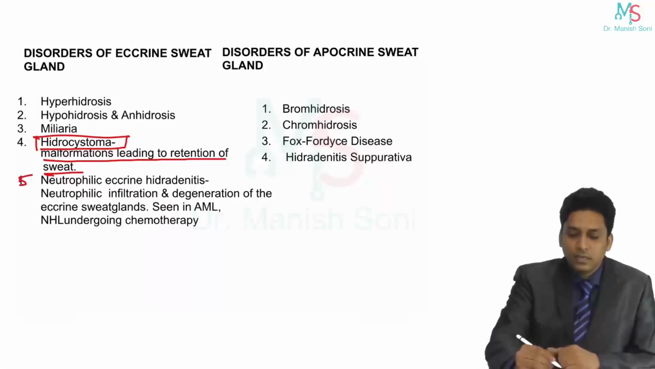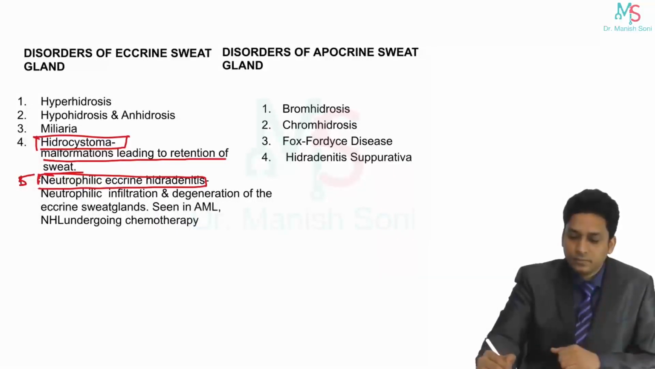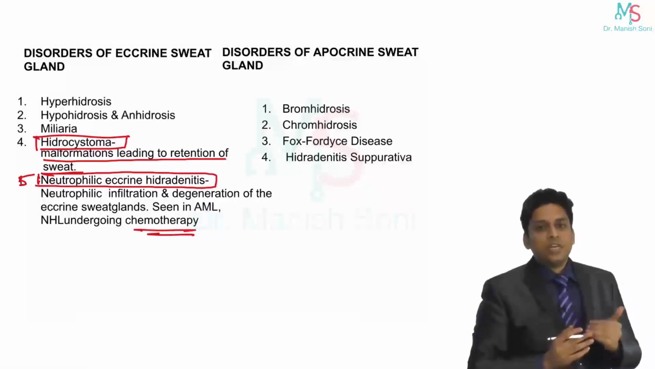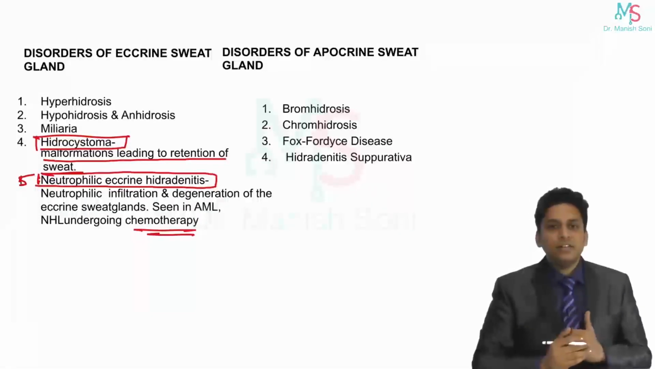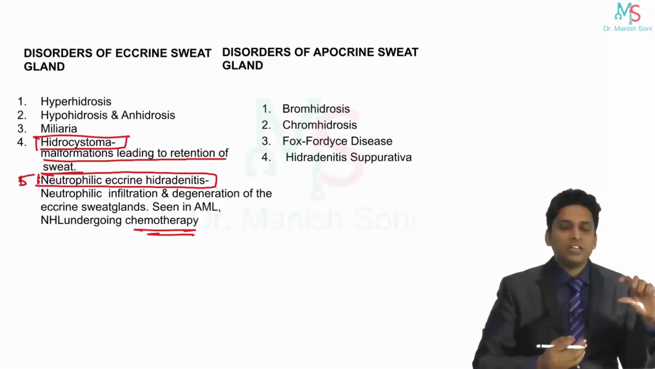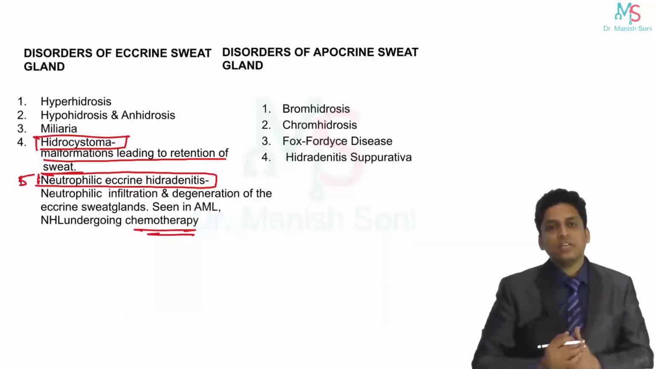Then similarly, neutrophilic eccrine hidradenitis occurs after chemotherapy. So, when a patient undergoes chemotherapy, what happens? There is infiltration and degradation of the eccrine sweat gland. Okay, and this is seen after chemotherapy. So, just remember these two names, hidrocystoma and neutrophilic eccrine hidradenitis. These are also disorders of eccrine sweat gland.